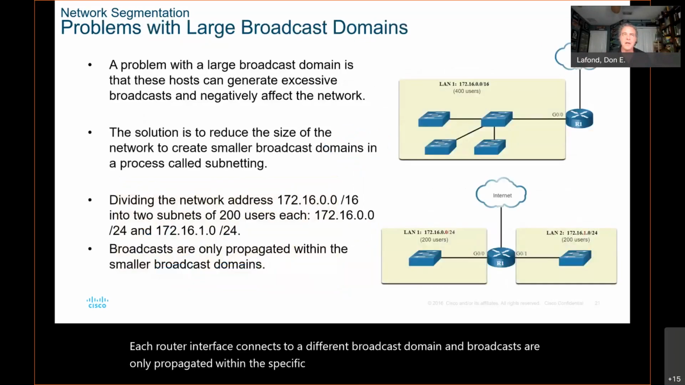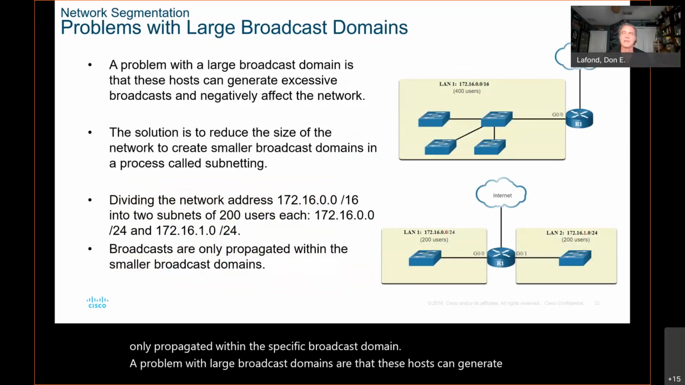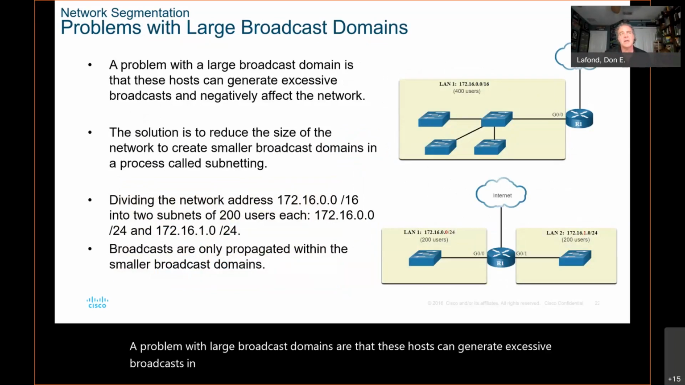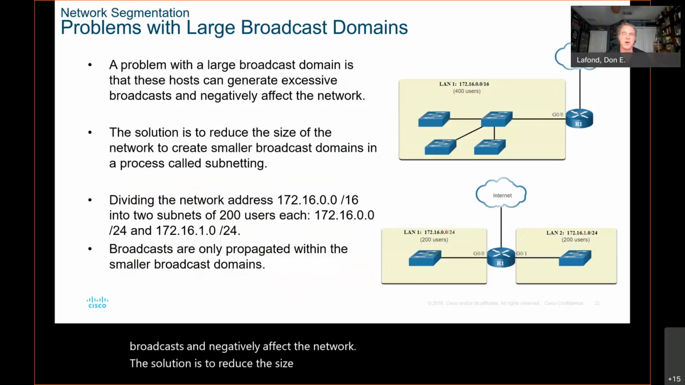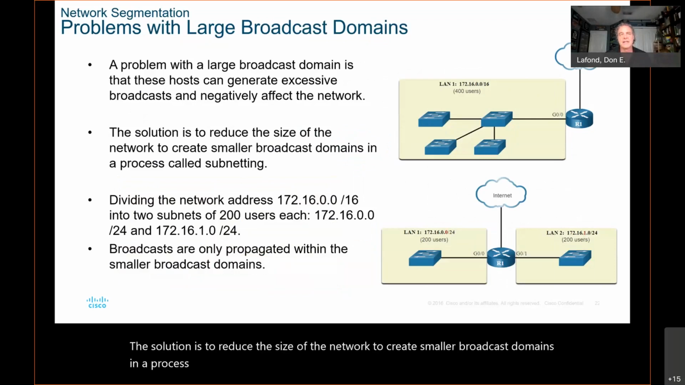domain. A problem with large broadcast domains is that the hosts can generate excessive broadcasts and negatively affect the network. The solution is to reduce the size of the network to create smaller broadcast domains in a process called subnetting. Dividing the network address 172.16.0.0/16 into 2 subnets of 200 users each. Now we have smaller broadcast domains.